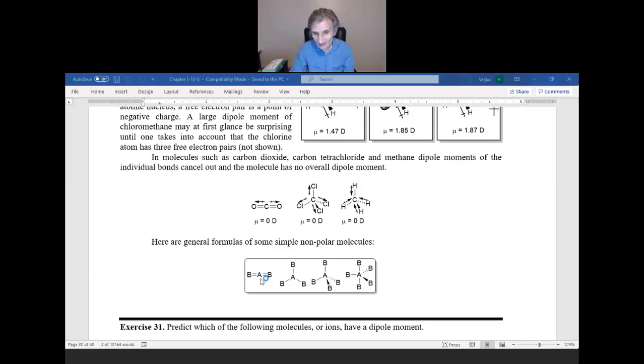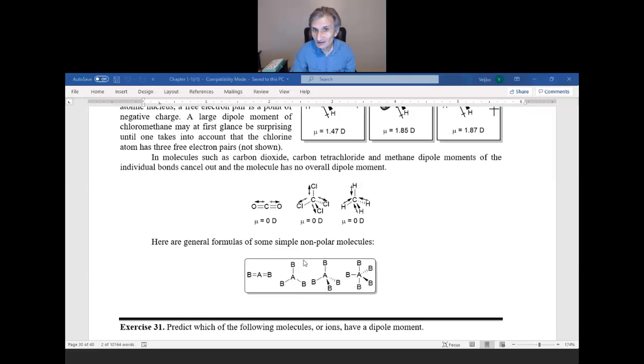And this shows you common examples of nonpolar molecules. So for linear, if this is central atom A, if outer atoms are identical, then it's nonpolar. Trigonal planar, again, if these three are identical, nonpolar. Tetrahedral, nonpolar if all four are identical. Trigonal bipyramidal, again, nonpolar if all five are identical. If only one of them is different, the molecule is polar.